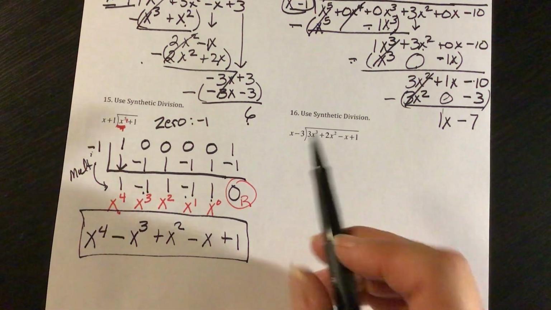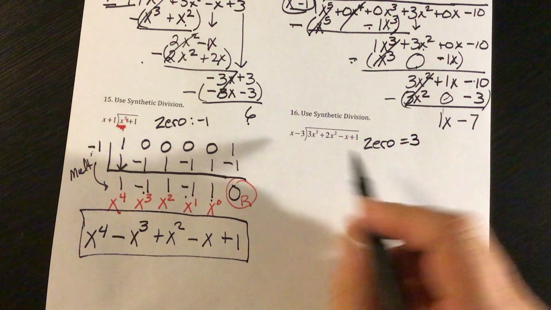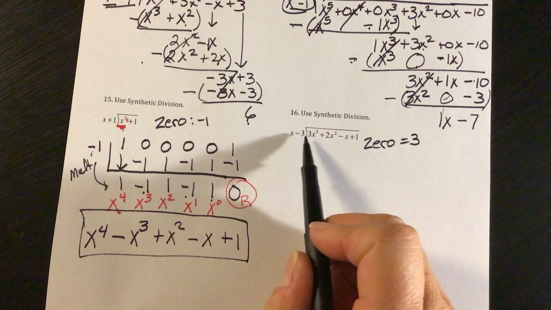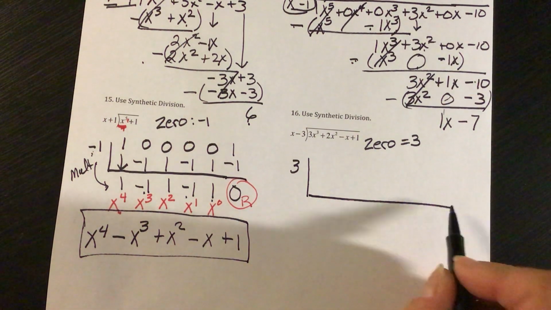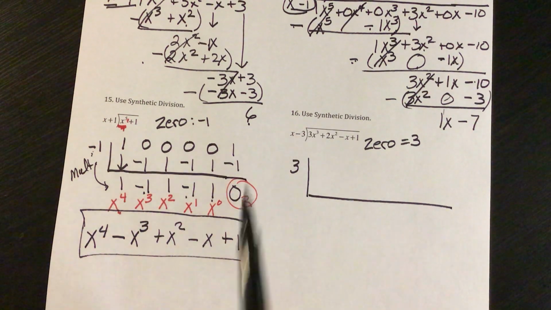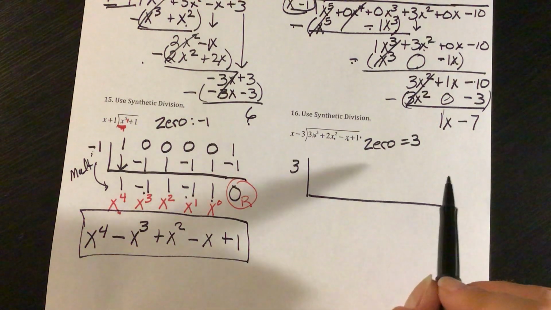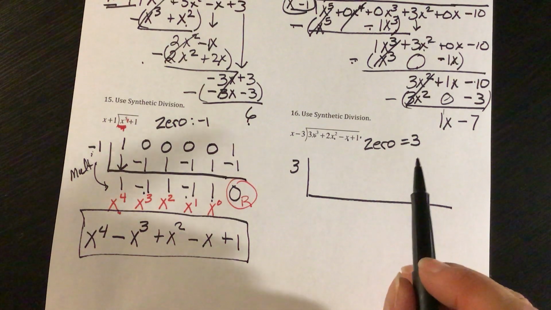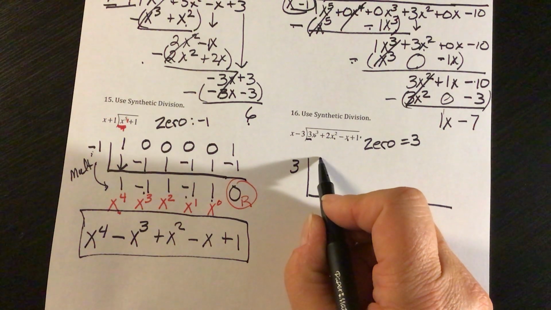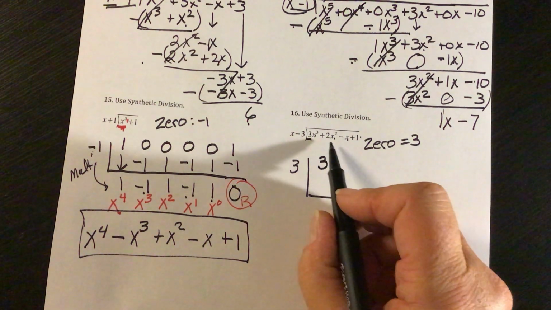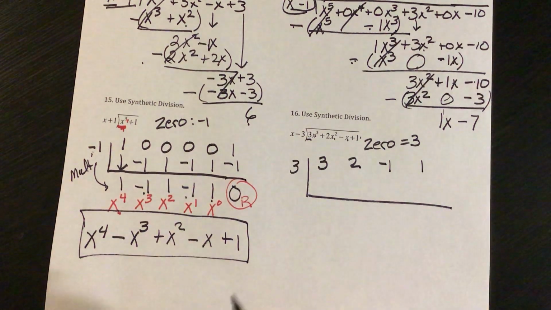Last one, synthetic division. My 0 here is 3. Okay, if I set that equal to 0, I get 3. So 3 is my number I'm using for this. If I check my exponents, I have 3, 2, 1, and 0. So I don't have any spaces to add anything here. So if I put my coefficients in, the x third term coefficient is 3, x squared is 2, x to the first is -1, then +1.